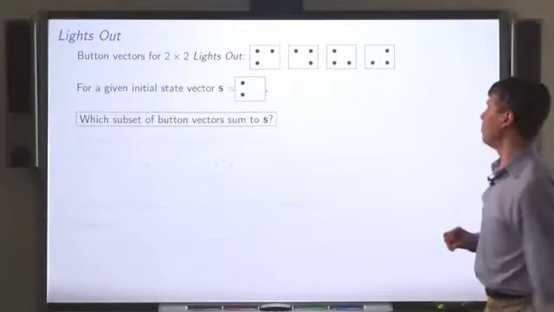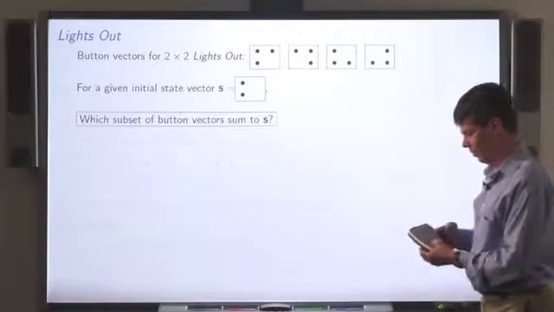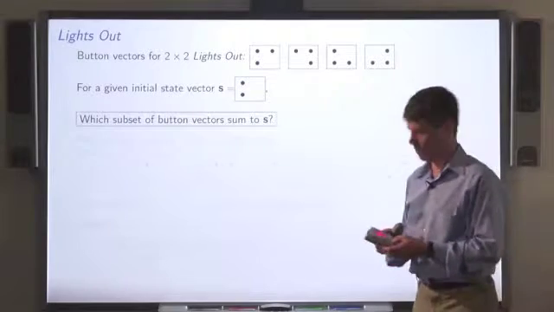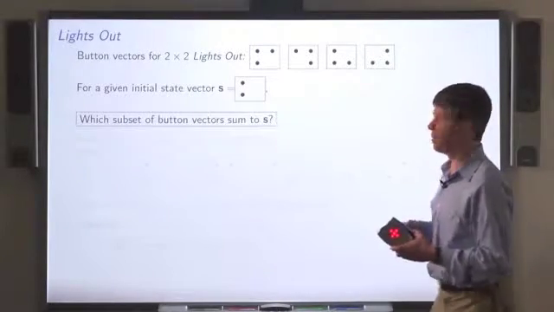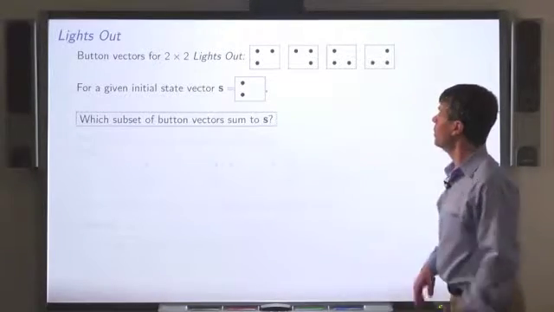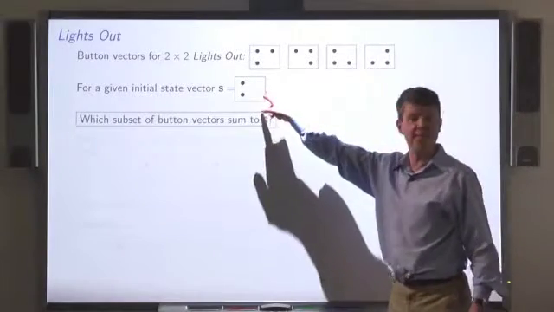Here's another example. Recall Lights Out. For simplicity, I'll use the 2x2 Lights Out as an example. Here are the button vectors for Lights Out. And here's an initial state vector.